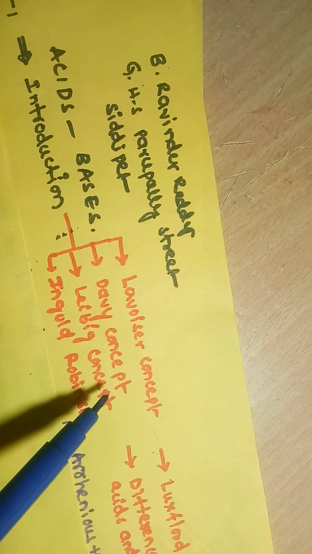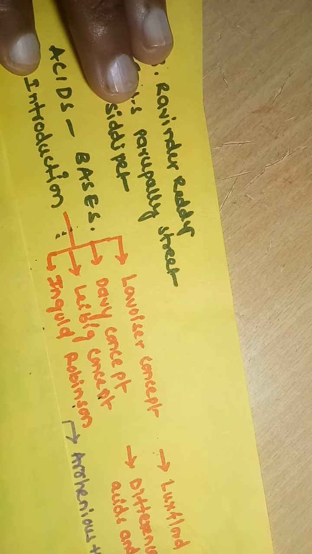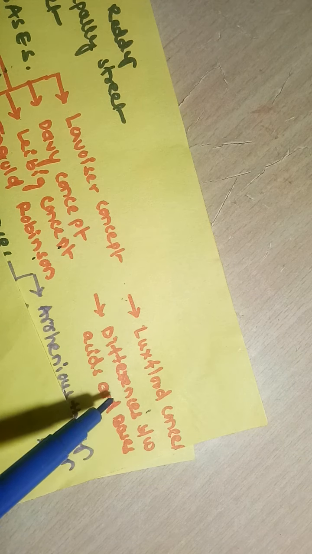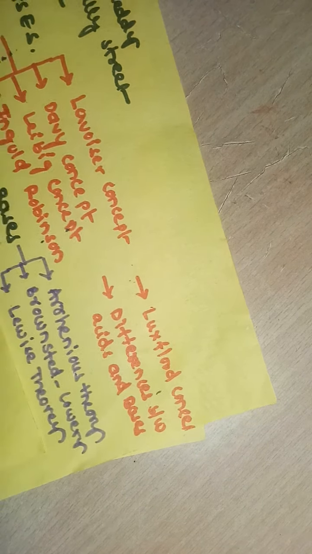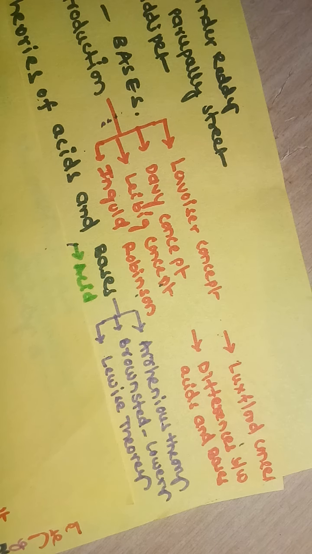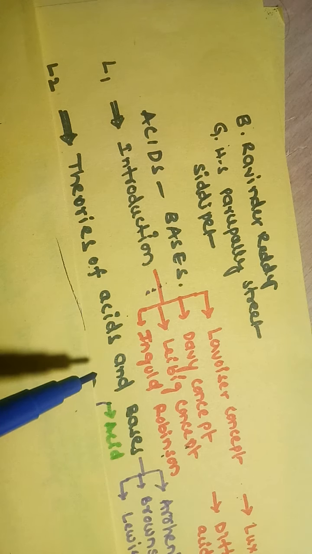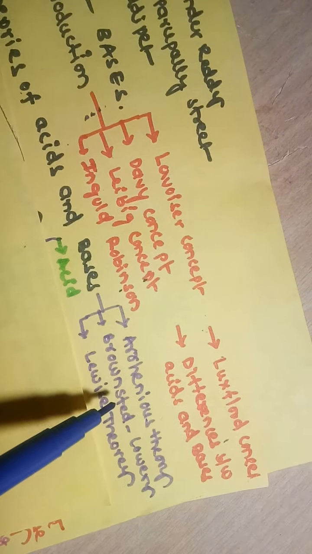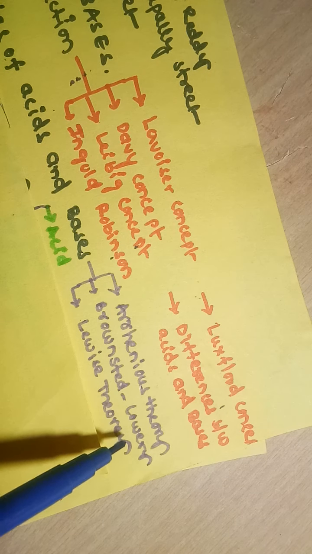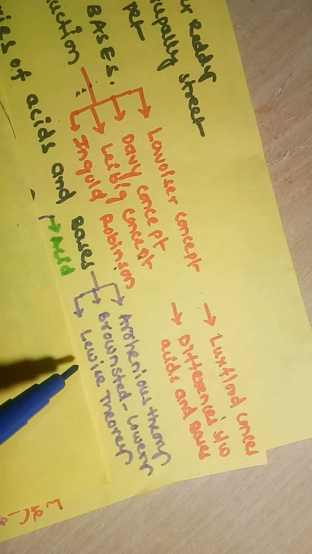Lavoisier's concept, Davy's concept, Levy's concept, Ingold's concept, Lux-Flood concept, and the differences between acids and bases we completed in lecture number 1. In lecture number 2, we concentrated on theories of acids and bases. In these theories we discussed the Arrhenius theory, the Bronsted-Lowry theory, and Lewis's theory. So we have these three theories.